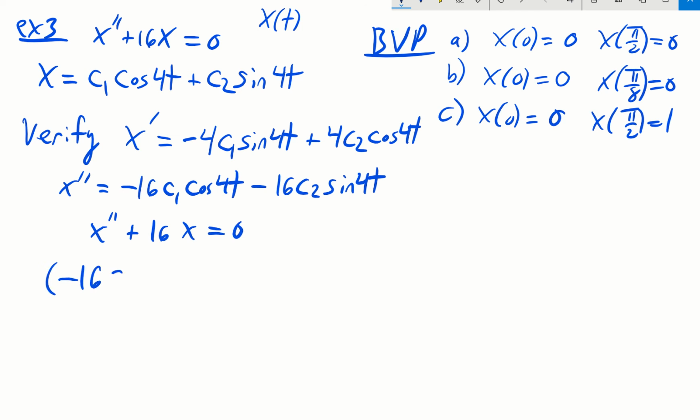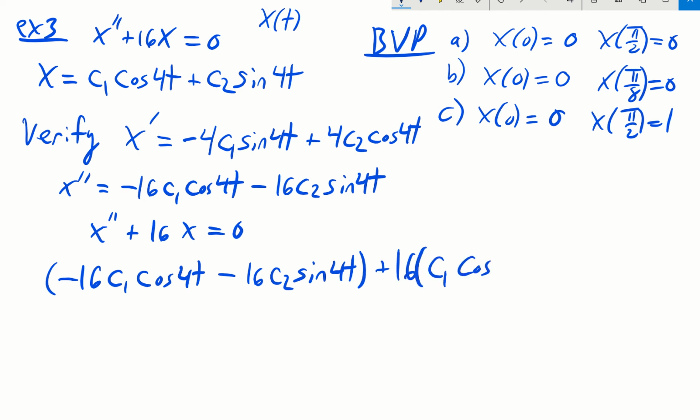This is negative 16 c1 cosine of 4t minus 16 c2 sine of 4t. We're going to add to it 16 times x, that's c1 cosine 4t plus c2 sine 4t. We want to check, does that equal 0?